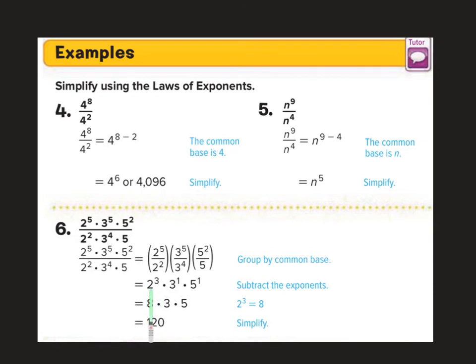So now we can evaluate. 2 to the 3rd becomes 8, 2 times 2 times 2. 3 to the 1st becomes 3. 5 to the 1st is 5. Multiply 8 times 3 to get 24. 24 times 5 to get 120.